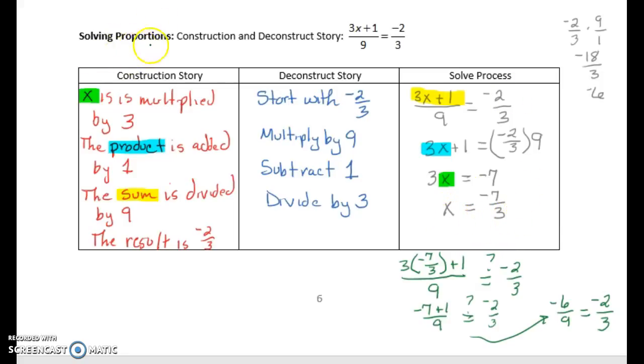Remember again that solving proportions is no different than anything else. Solving proportions is just a special type of equation, but it follows the exact same processes where we write the construct story. We can write the deconstruct story and then go through the exact same solve process, making sure that we check our answer in the end.